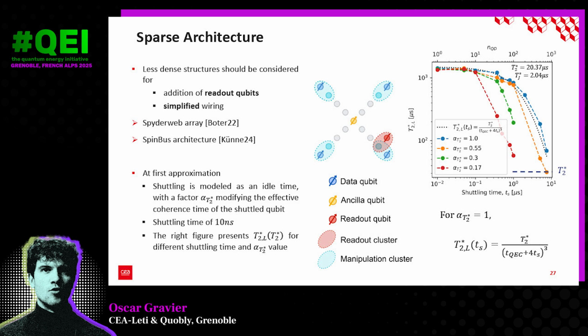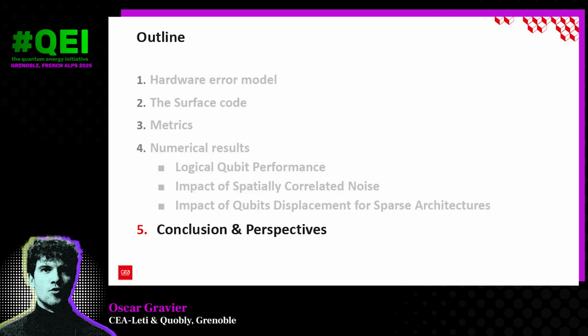It requires a big displacement to be at the same level as the T2 star of physical qubits. And for alpha of 1, we were happy to see that there is a dependency of the logical qubit coherence time with this law. And we will be working on it a lot more to understand it and to add less approximation on shuttling. And so finally, I can conclude.